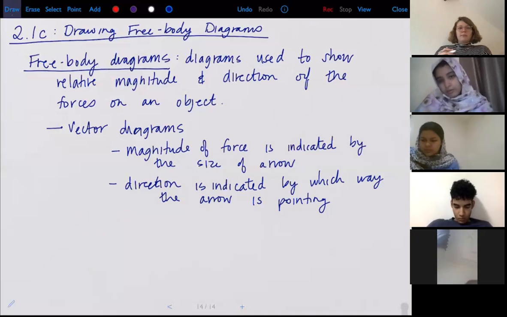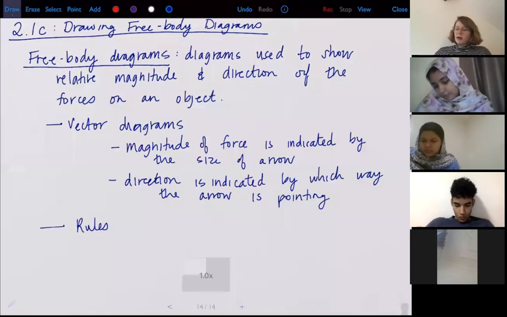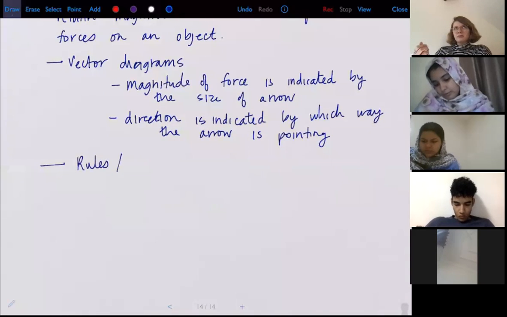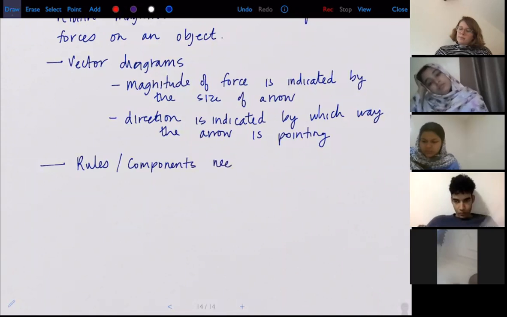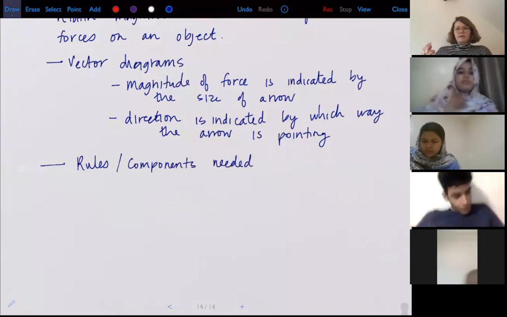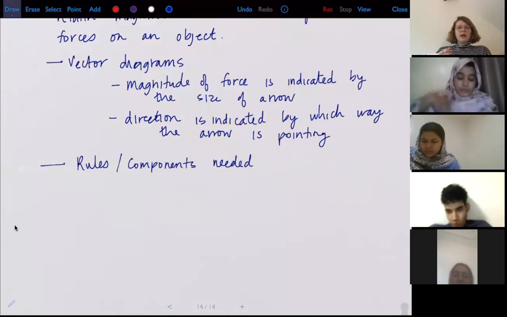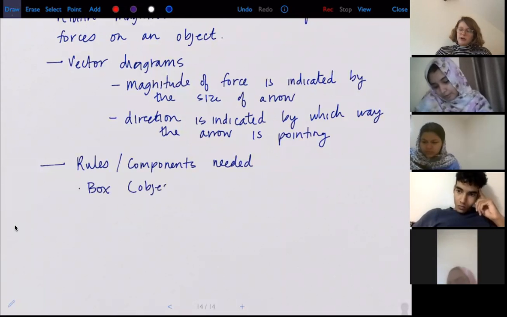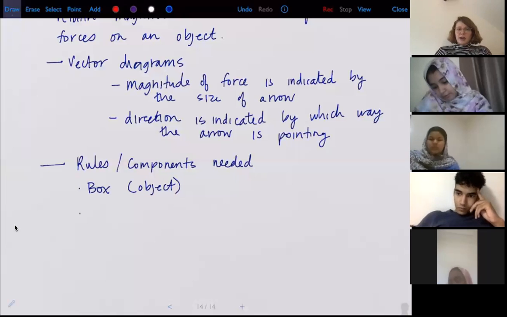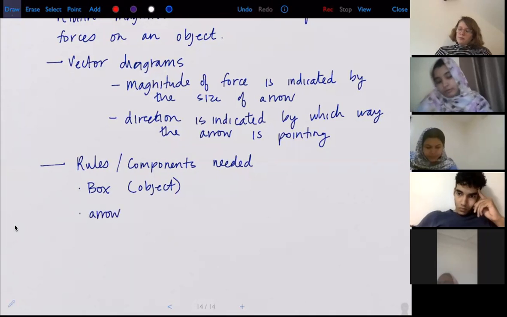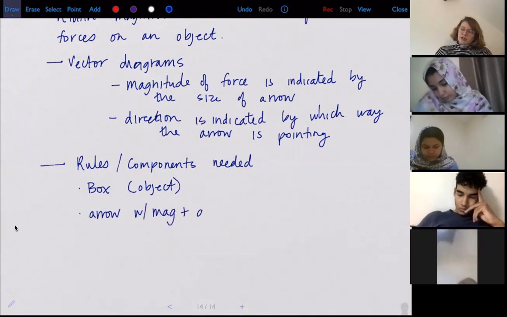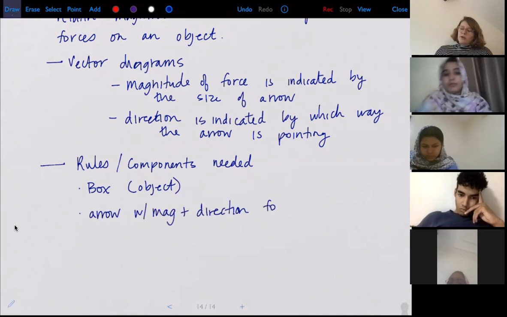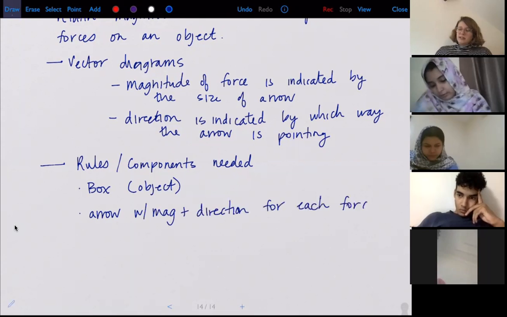All right. So the rules. Let's make sure we have our rules so you know. Every time you draw a free body diagram, these are the components that you need to properly draw it. We have obviously our box in the center, and this is our object. We already know that. That doesn't change. We have an arrow with magnitude plus direction for each force being applied to the object.